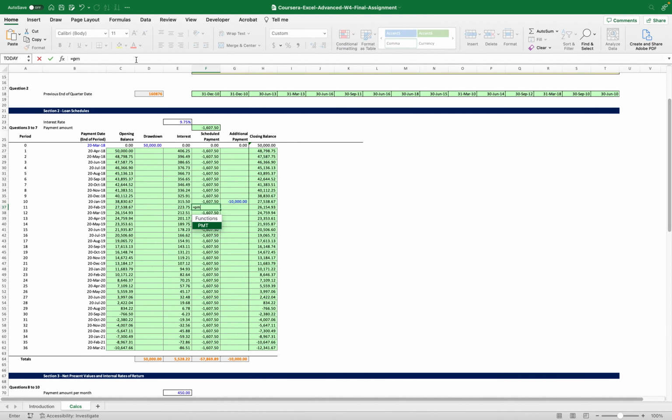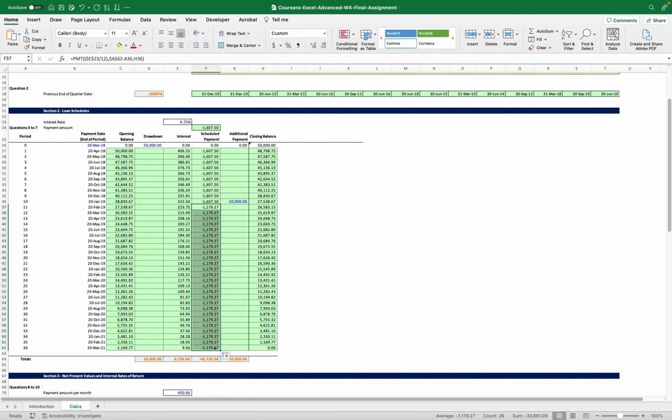So for our new payment amount, we'll use the payment function. Interest rate is going to be again 9.75%, and we have to remember to lock it and divide by 12. Number of repayments is still 36. We have to lock this because it's always 36. We have to subtract the 10 or so we made already. And then the present value is the current amount of the loan. So our new payment amount is $1,179.